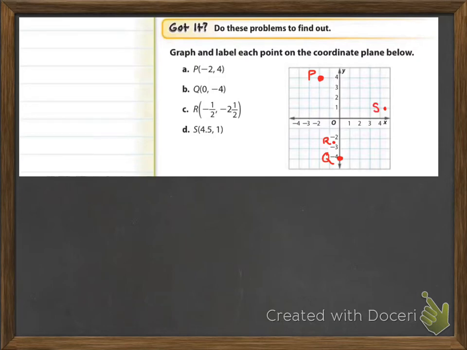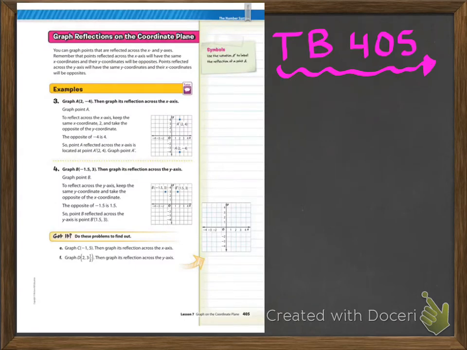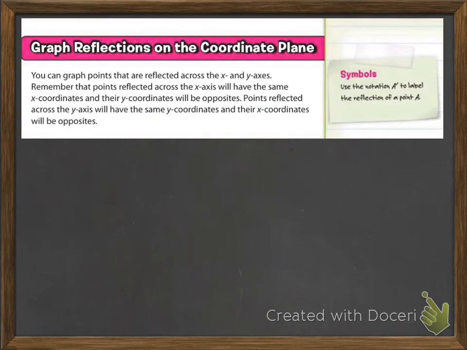All right, how'd you do? Hopefully you did well. Let's go ahead and go on to textbook 405. Graph reflection on the coordinate plane. Now we actually did a lot of this in the last section, so hopefully we can skim right through this because I taught you how to do this in the last section. This says you can graph points that are reflected across the x and y axes.